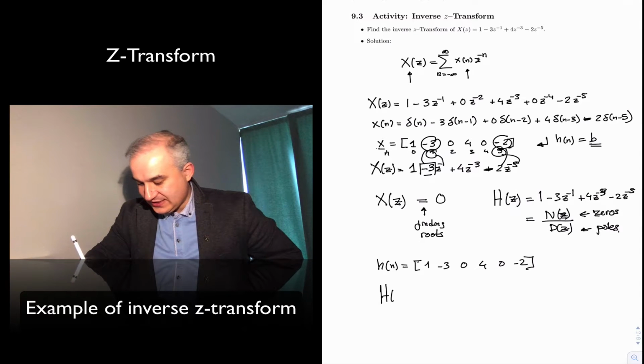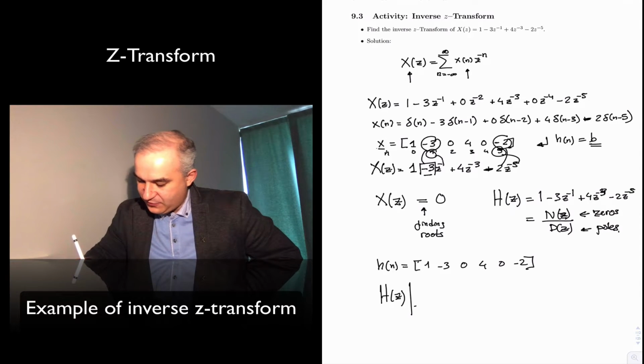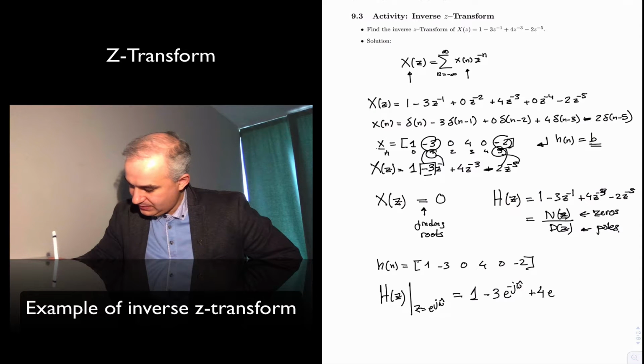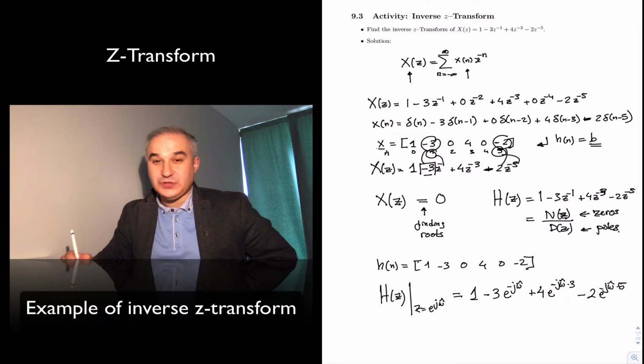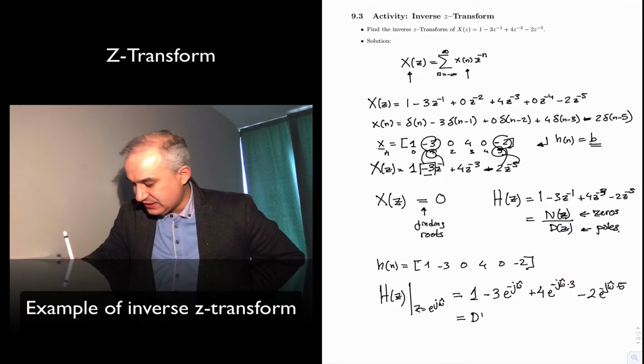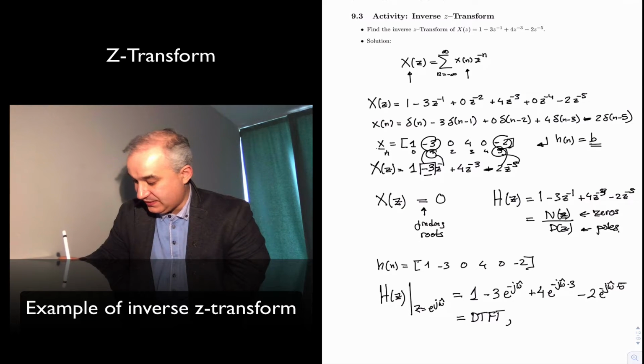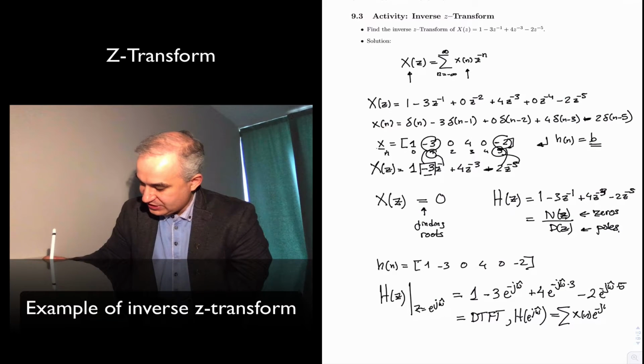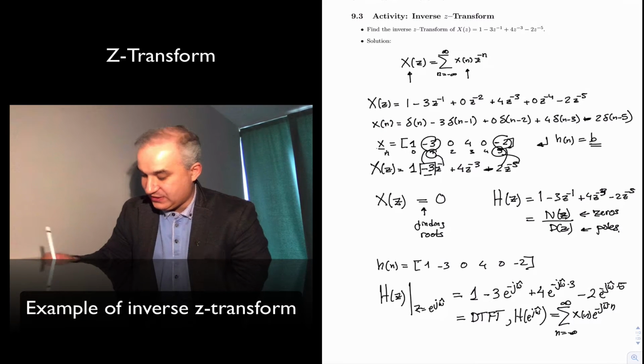Also, that system function, that transfer function, if you evaluate it for z equals e to the j omega hat, you end up with 1 minus 3 e to the minus j omega hat plus 4 e to the minus j omega hat times 3 minus 2 e to the minus j omega hat times 5. This is the frequency response. This is equivalent to evaluating the discrete time Fourier transform, which is given by H of e to the j omega hat as the sum x of n e to the minus j omega hat n for n equals minus infinity to infinity.